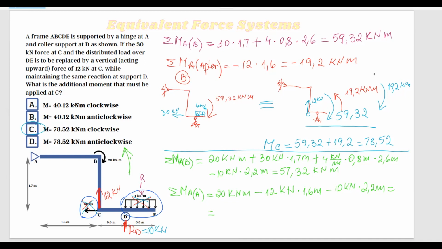We have 20 kilonewton meters minus 12 multiplied by 1.6 and minus 10 multiplied by 2.2 equals. So I get a moment going in counterclockwise direction, minus 21.2 kilonewton meters. Okay, so I'm gonna go to the next page and I'm gonna represent that.